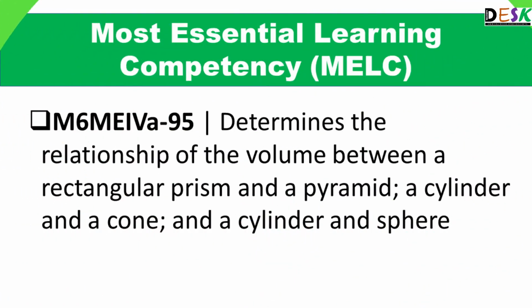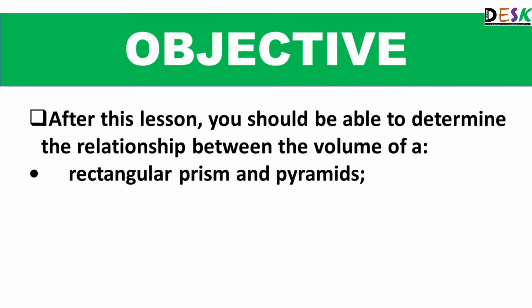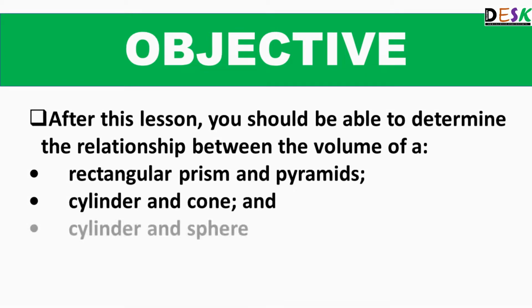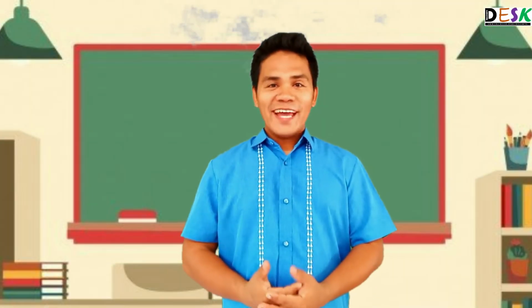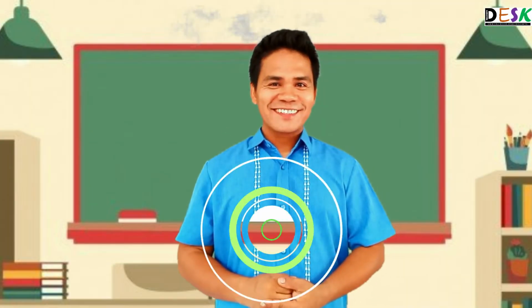M6MEIVA-95: determines the relationship of the volume between rectangular prism and a pyramid, a cylinder and a cone, and a cylinder and a sphere. After this lesson, you should be able to determine the relationship between the volume of a rectangular prism and pyramids, cylinder and a cone, and cylinder and a sphere. That said, let us start.